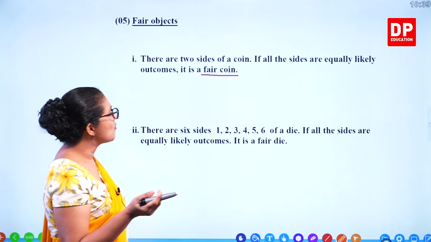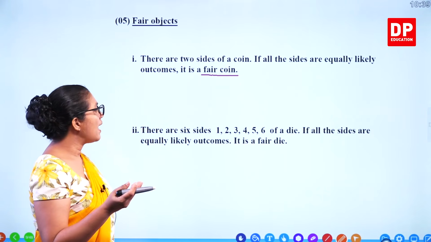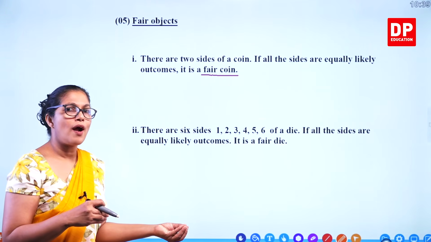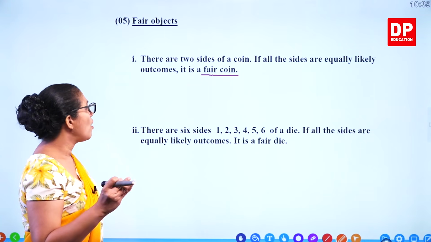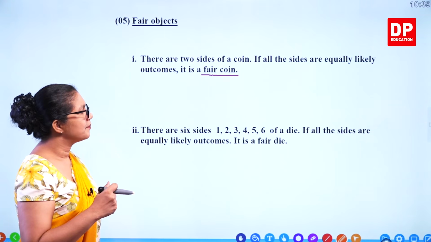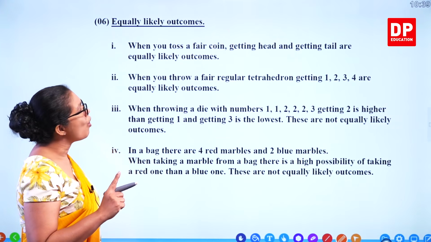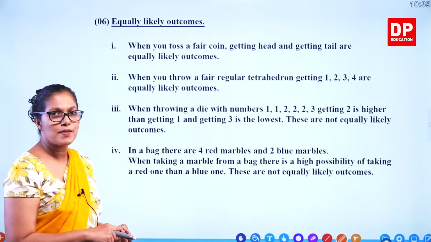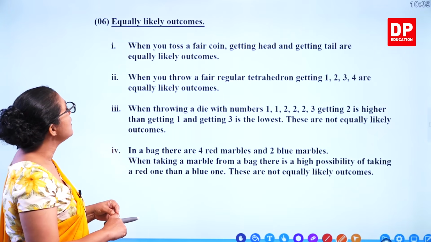There are 6 sides, 1, 2, 3, 4, 5, 6 of a die. If all the sides are equally likely outcomes, it is a fair die. So the chance of getting 1 is the same as the chance of getting 6. So we call that a fair die. What are equally likely outcomes? When you toss a fair coin, getting head and getting tail are equally likely outcomes. So chances are the same. Those are equally likely outcomes.